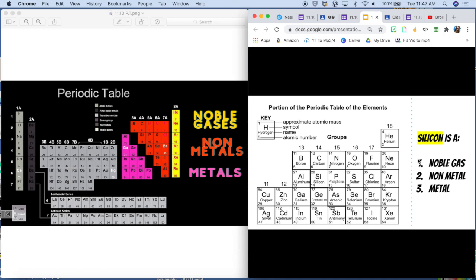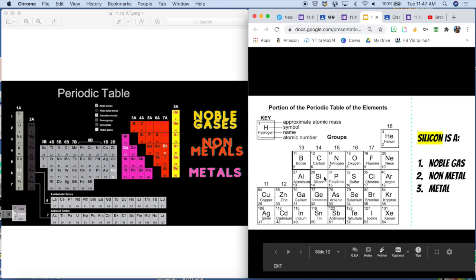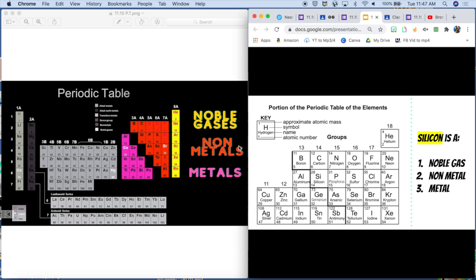What am I looking for though? Silicon. Ooh, look, I find it sitting on top of the stairs that I was just explaining to you. I go over to my chart. I see silicon is represented by Si.